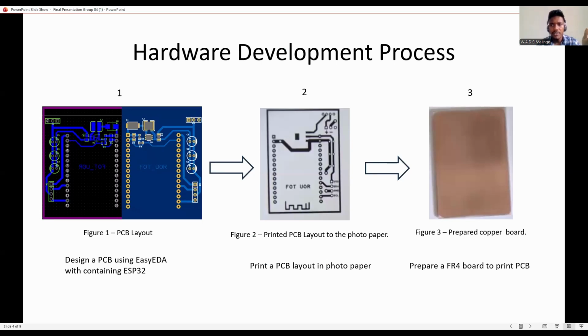When it comes to the hardware development process, first we design the PCB using EasyEDA software, which includes the ESP32 microcontroller and all required components. This defines the circuit connection and layout. Next, the designed PCB layout is printed onto photo paper. This printed layout will be used for transferring the circuit pattern. Finally, we prepare the copper board, which is the base material used to fabricate the PCB.